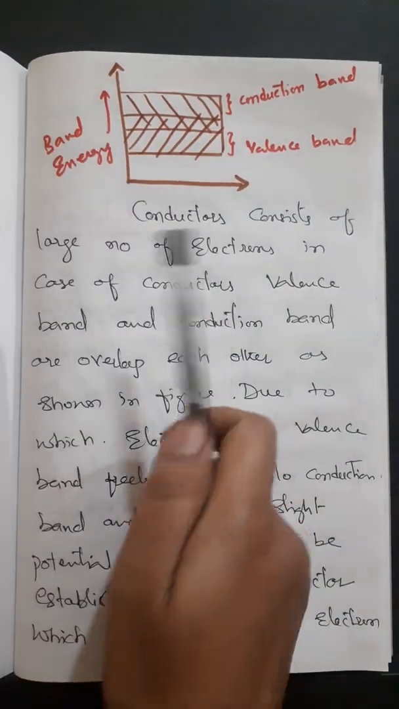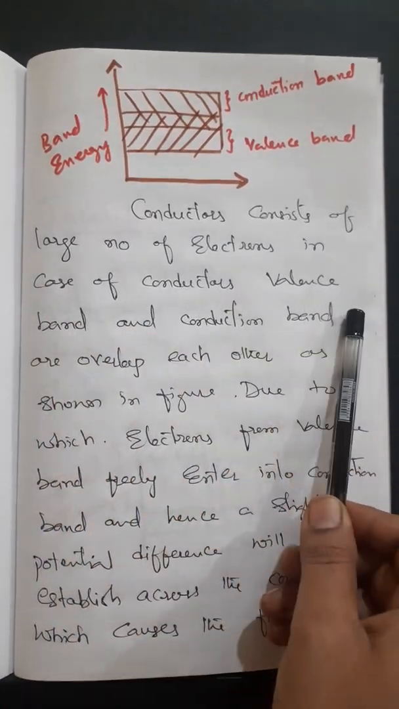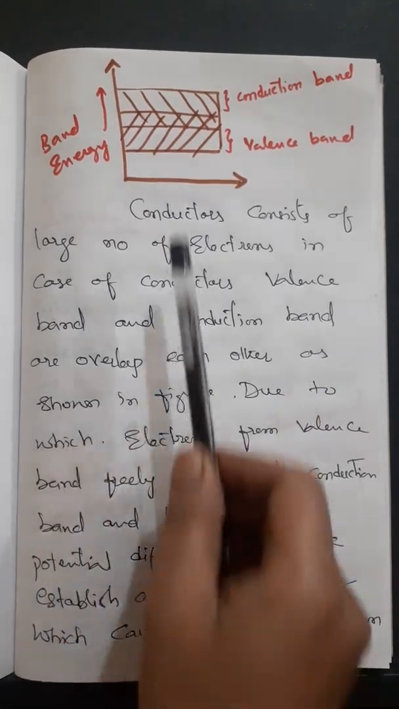Okay, so I wrote this one. Conductors consist of a large number of electrons. In case of conductors, the valence band and conduction band overlap each other, as I have shown in this figure.